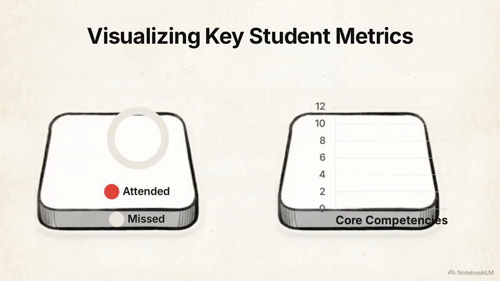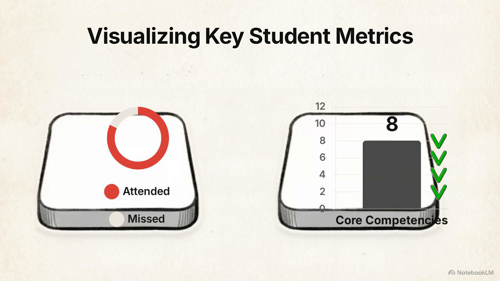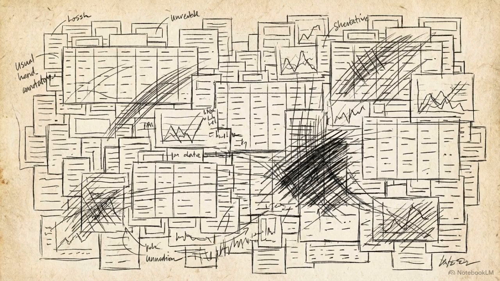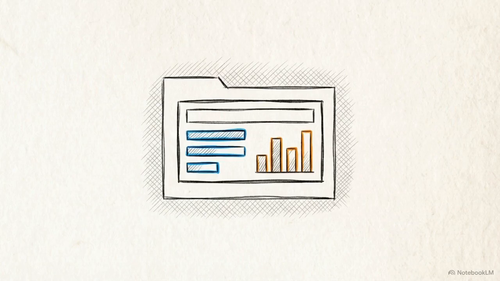In an academic environment, these metrics might include student attendance percentages and the number of core competencies successfully completed. Avoid the temptation to include every available data point. If a metric does not directly support a decision, it should be excluded from the final design.